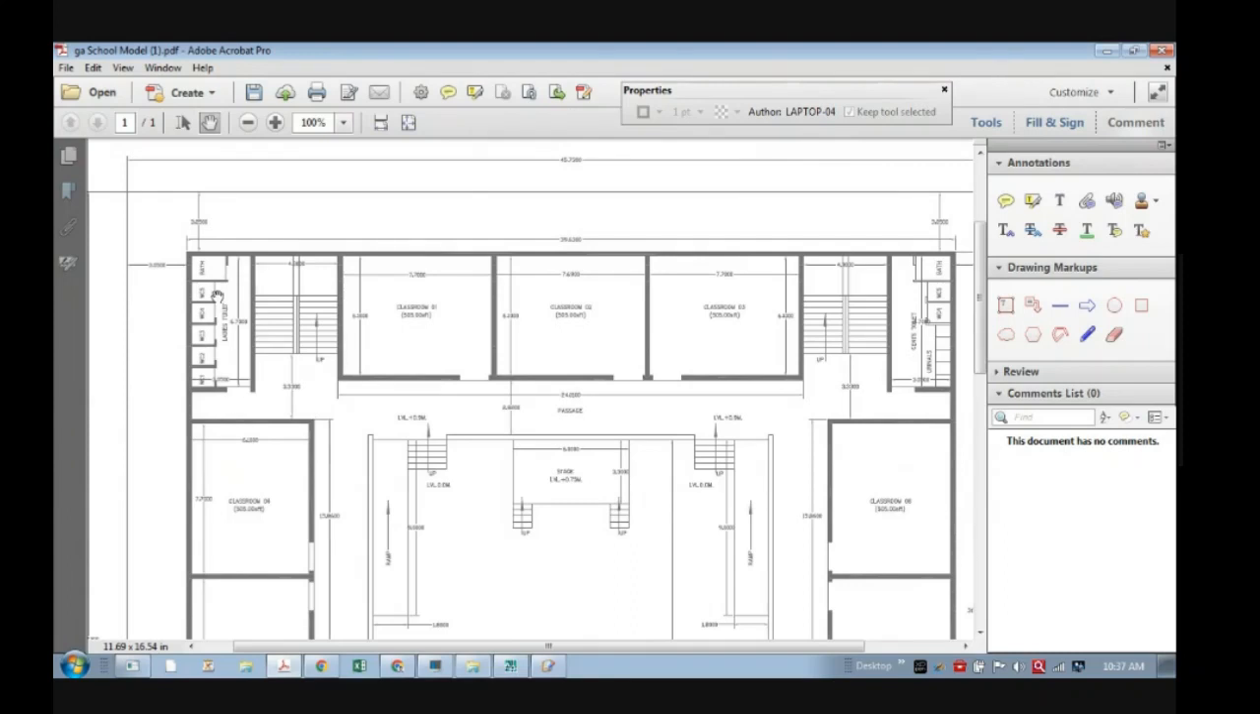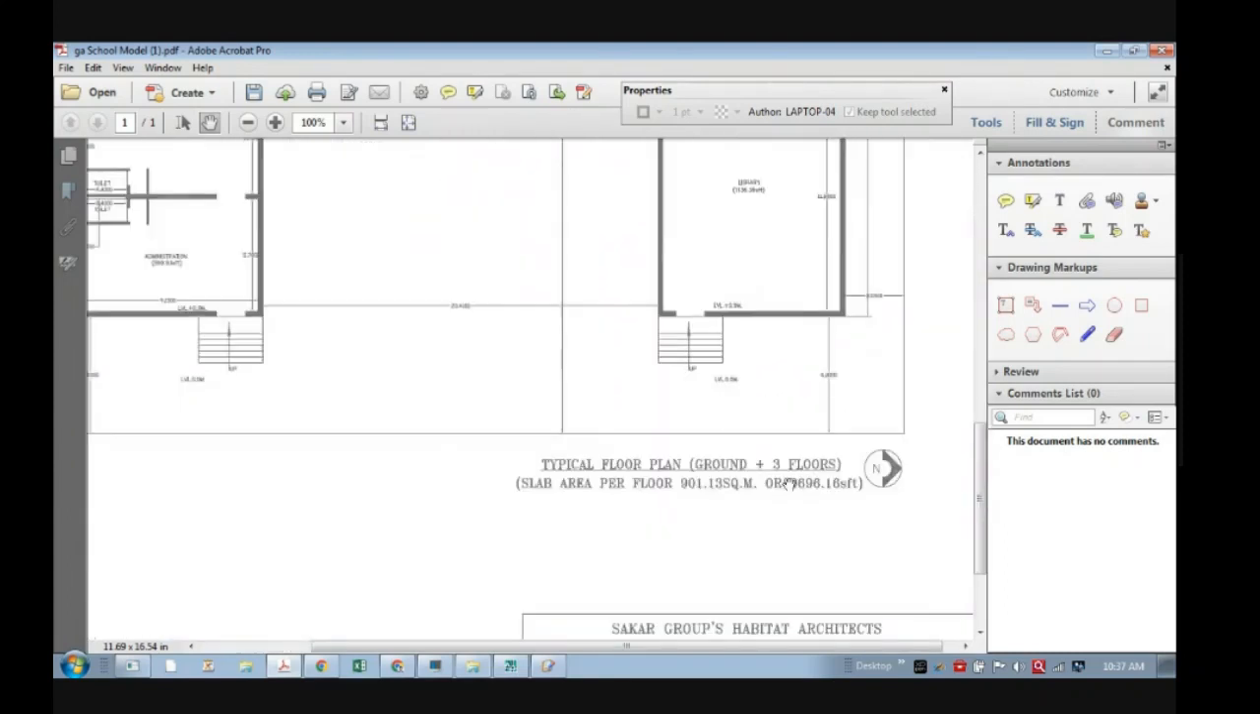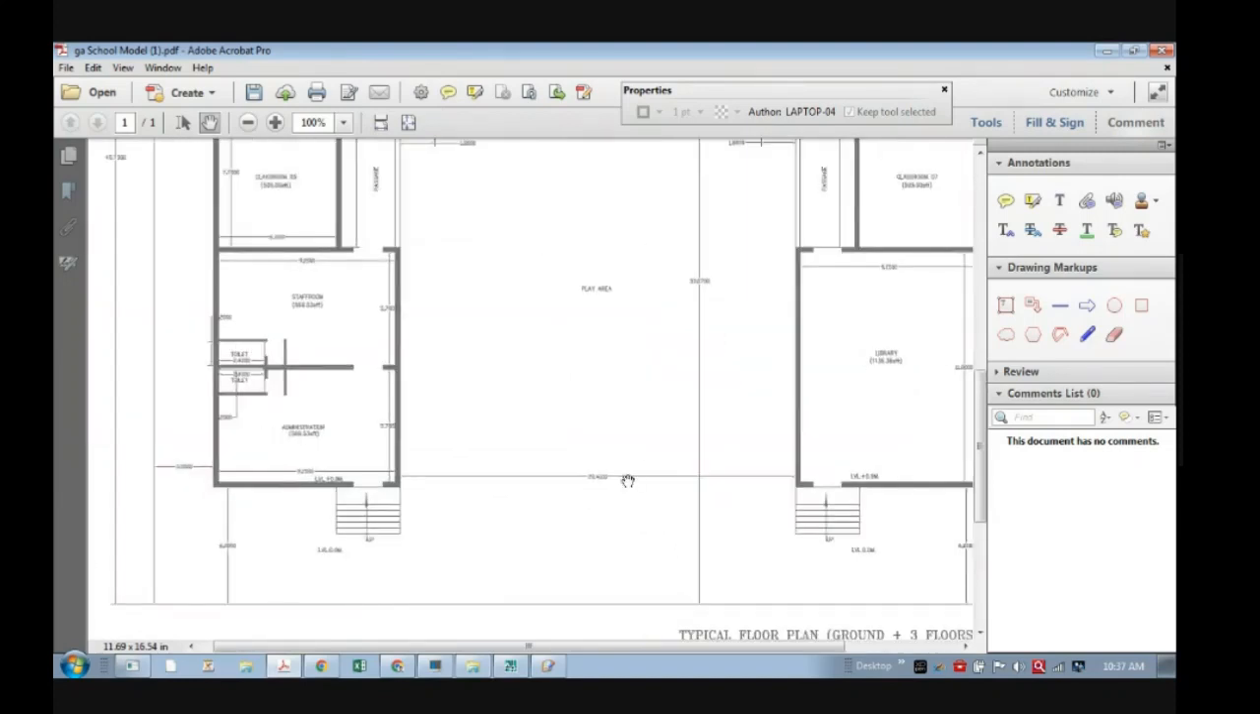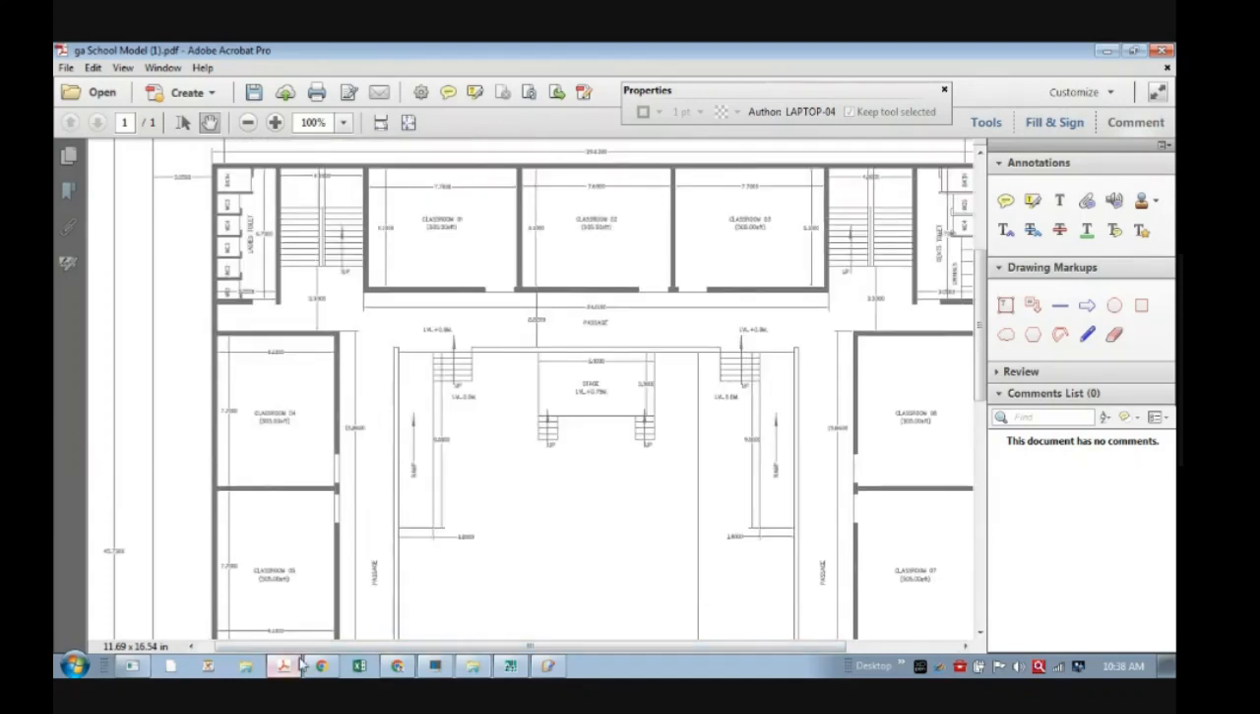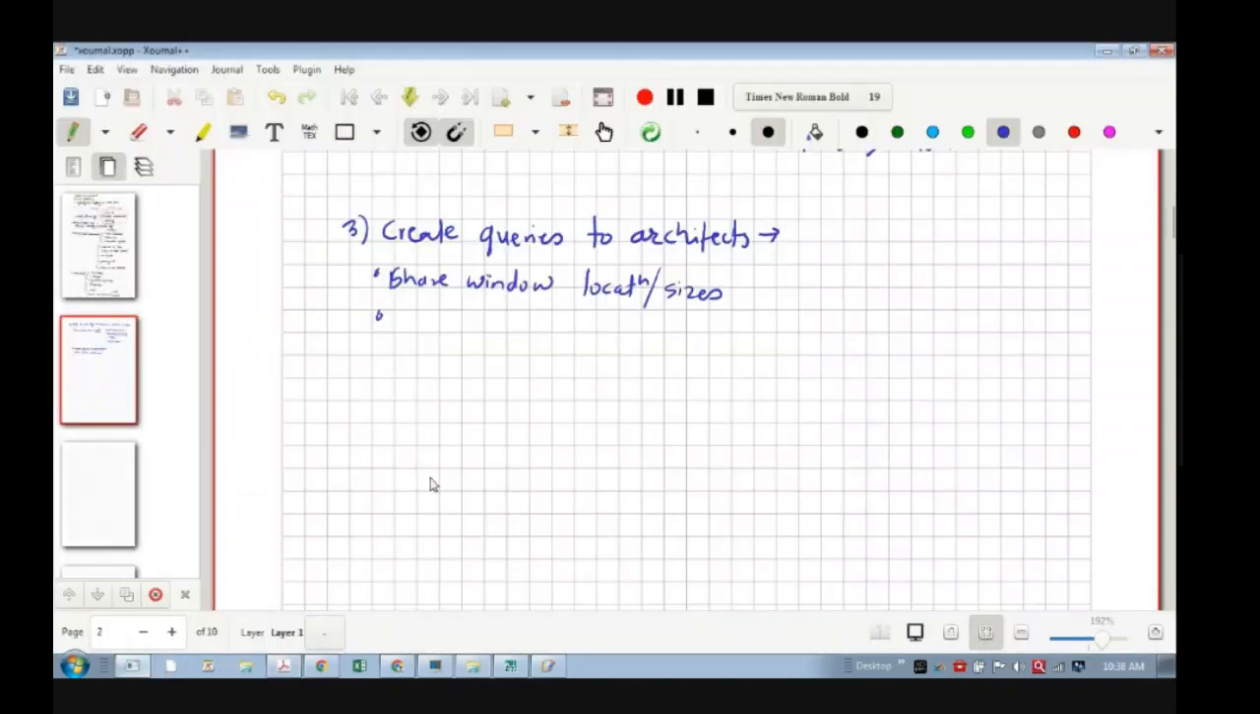You can ask what the sunk for the toilets is. How many floors are there? G+3. So what is the sunk for toilets? Let's say that is one question: sunk for toilets.